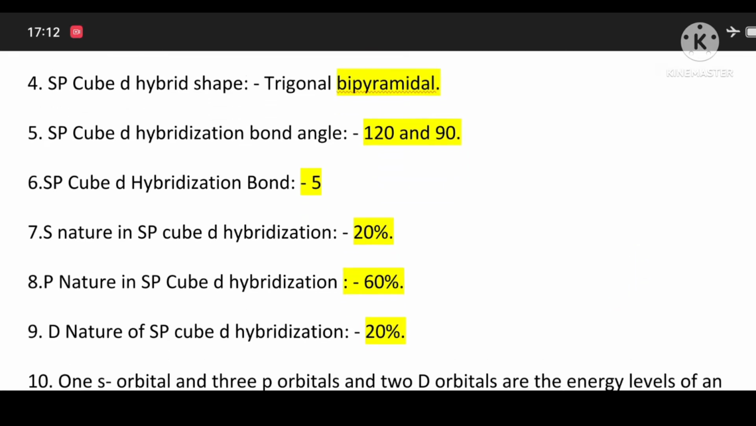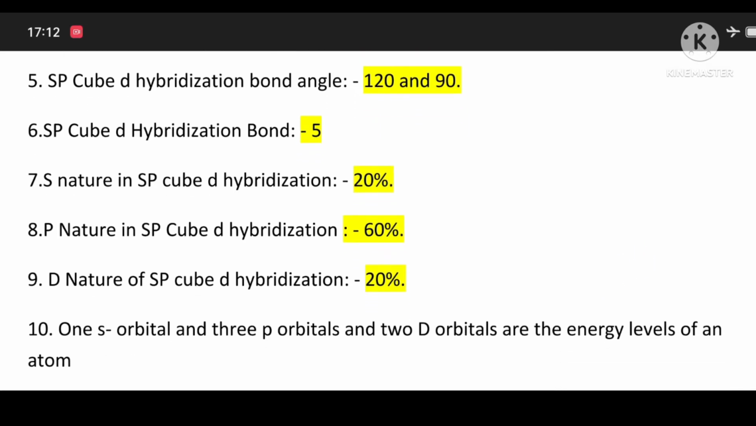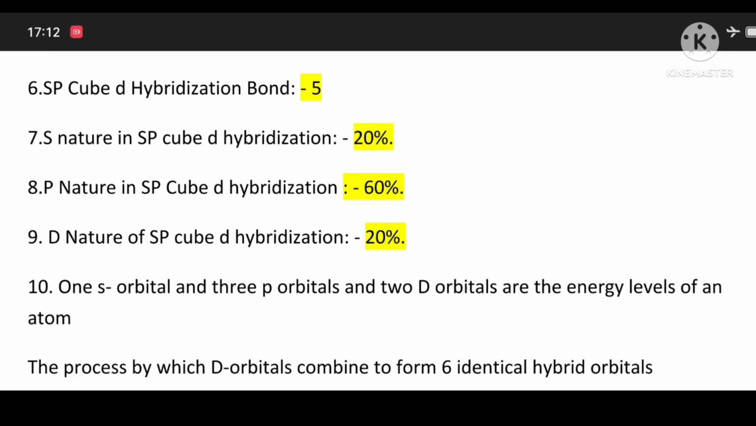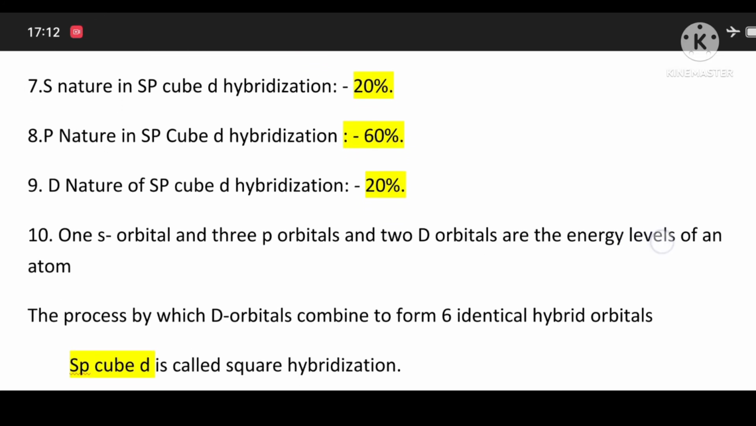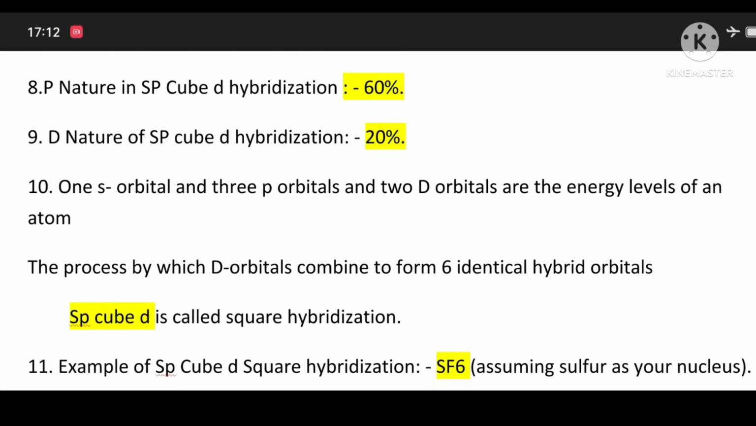Number 5, the sp3d hybridization bond angles are 120 degrees and 90 degrees. And sp3d hybridization contains 5 bonds. Number 7, the s character in sp3d hybridization is 20%, and the p character is 60%, and finally the d character of sp3d hybridization is 20%.